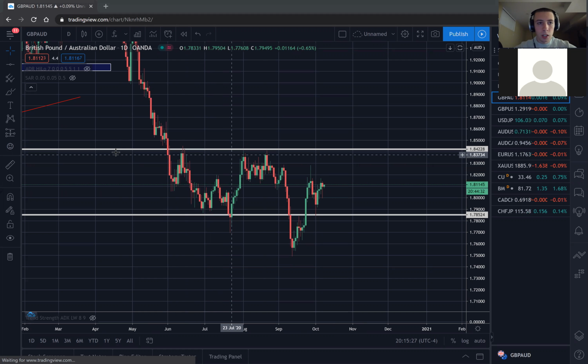But you can see GBP AUD, this is on the daily. It hasn't broken above this level. But if it were to do something like this, let me thicken this up a little bit. If we're to break through, then we'd have a break of structure. And if it retested, then we'd have a confirmation.